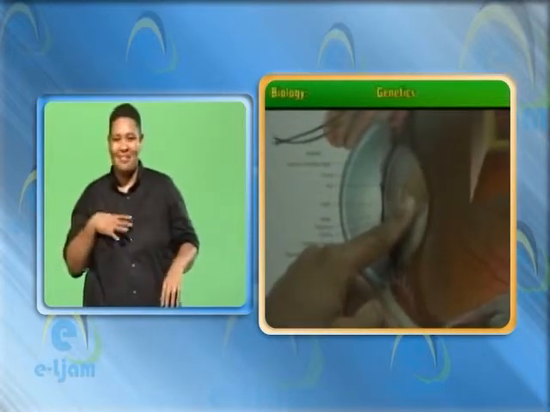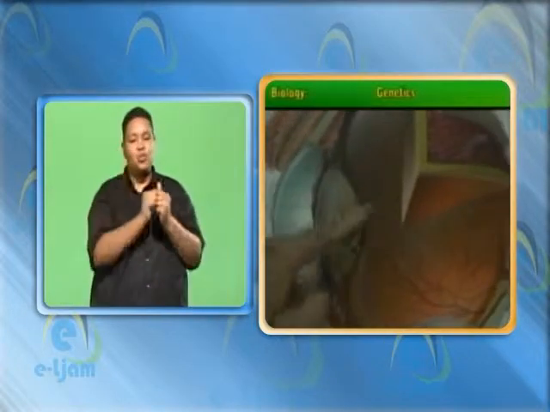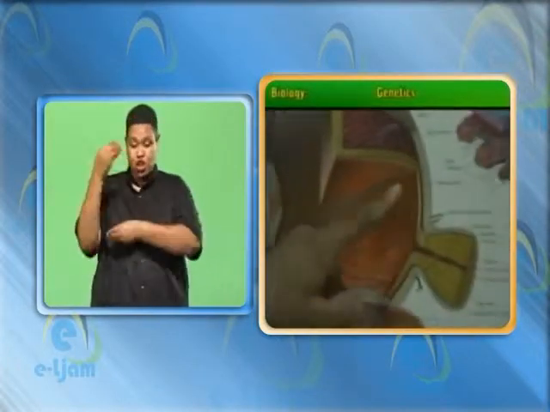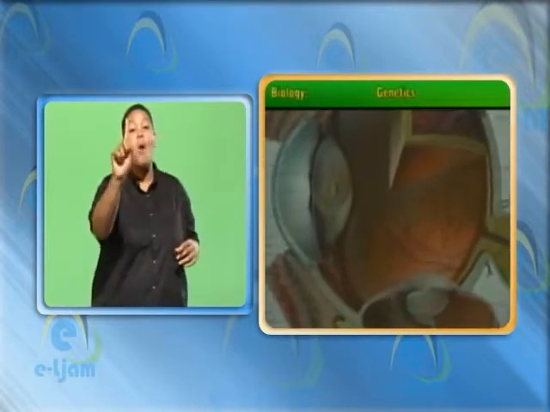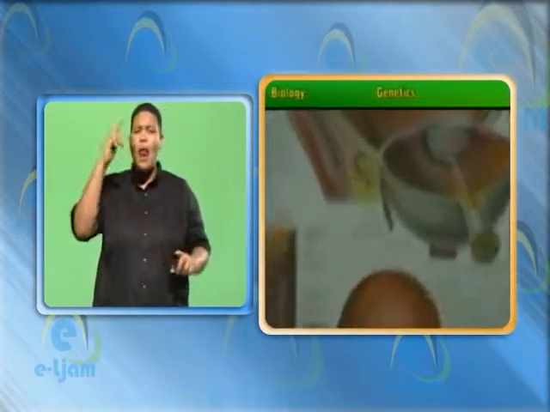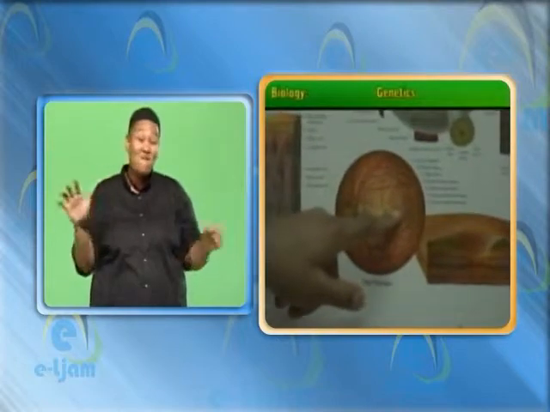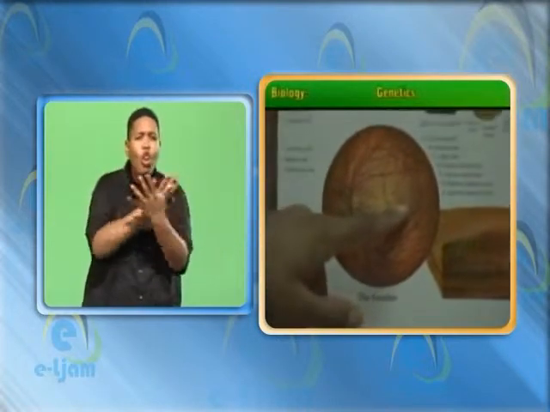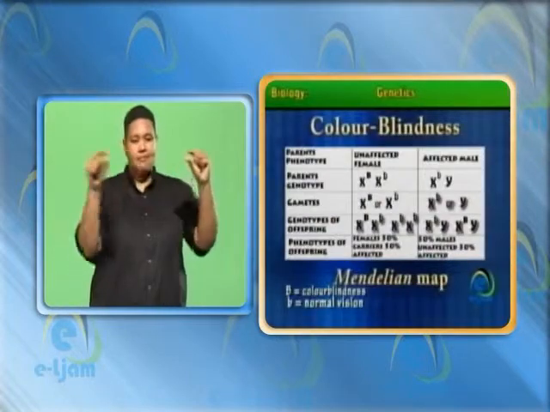This is because the man need only inherit one X with the sex-linked gene that causes color blindness, and he will have the condition. Remember, he has one X and one Y. On the other hand, females would have to inherit two X's with the disorder to have full-blown color blindness, since it is a recessive disorder. It takes two recessive alleles for expression.